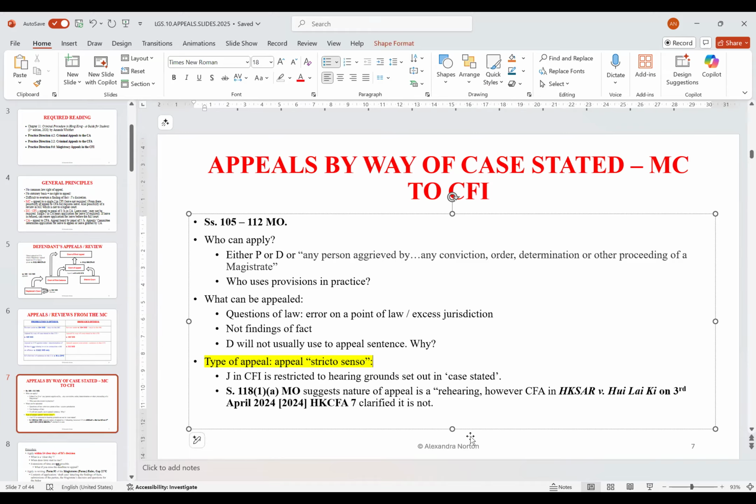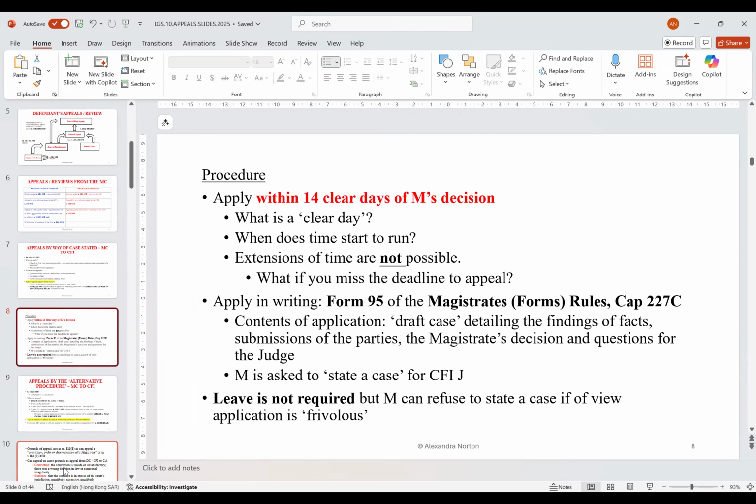So for this type of appeal, the judge is restricted to just considering the grounds that are set out in the case stated. He can't consider any additional grounds other than what is laid out in the case stated. And the Court of Final Appeal in the case of Hoi Lai Ki has clarified that an appeal by way of case stated under 105 is an appeal stricto sensu. In other words, you have to identify an error of law by the magistrate, and he can only consider the grounds of the appeal. It's not a rehearing type of appeal.